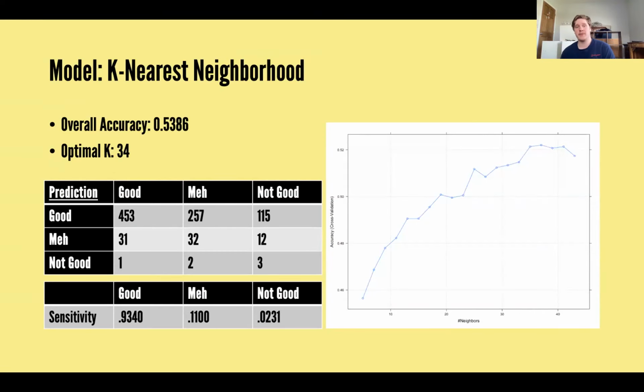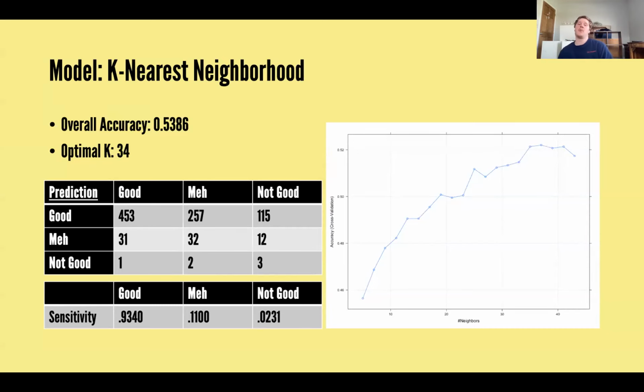So first, let's jump into the K nearest neighbors model. I used a K of 34, and I tested all Ks up until, I think, 45 or something. It looked like 34 was the most optimal K. The accuracy I got off the model was 0.5386, which isn't necessarily the greatest, but given that there are 3 categorical responses, good, meh, or not good, 50% is a lot better than randomly guessing one of those. So that's pretty good.